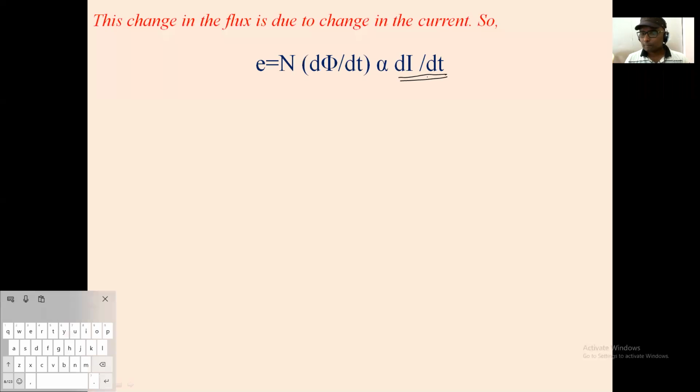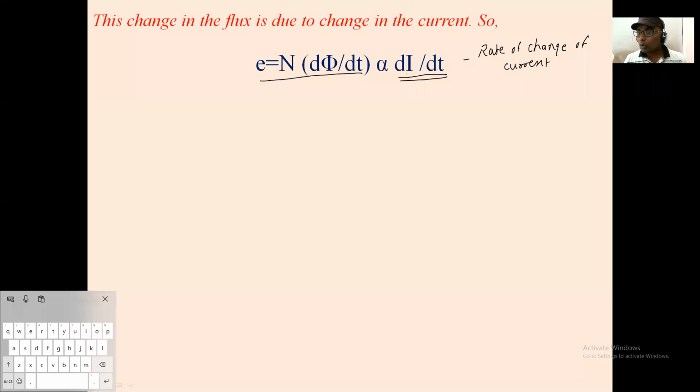What is this? Charge. It is nothing but rate of change of current. Now why have I written this equation here, E is equal to N dφ by dt? This equation we already know, but which is directly proportional to di by dt. Why have I written it like that?